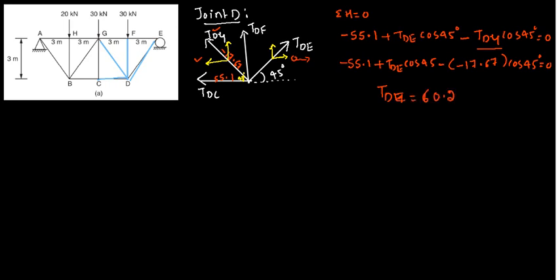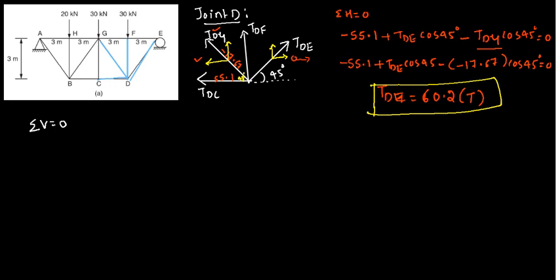60.02, that is positive, therefore it is in tension. So you just do the calculation, and after that you just check whether we are getting the same value or not, right. So now the second equilibrium condition, summation of vertical force is equal to 0.